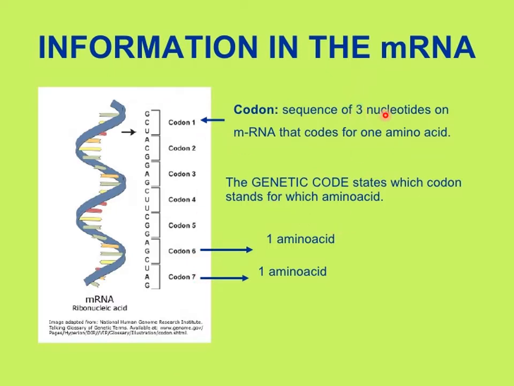So this sequence of 3 nucleotides on messenger RNA codes for one amino acid, and the genetic code states which codon stands for which amino acid. So this is the genetic code which will help us to understand that this codon, CGG, is coding for which amino acid. So here we see a table where genetic codes are given.